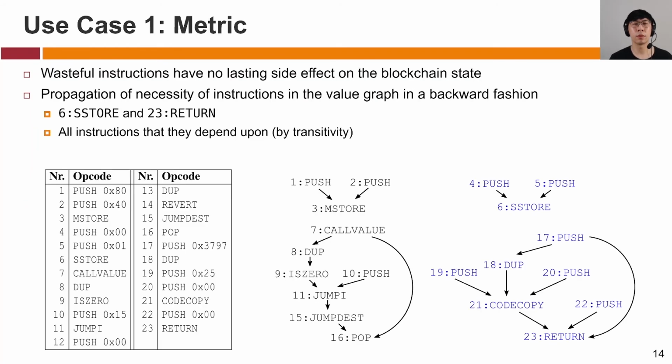We implemented a metric for wasteful instructions. Wasteful instructions have no lasting side effect on the blockchain state. We built an algorithm that propagates the necessity of instructions in the value graph in a backwards fashion. In this graph, store and return instructions, and instructions connected to these two, are considered necessary.